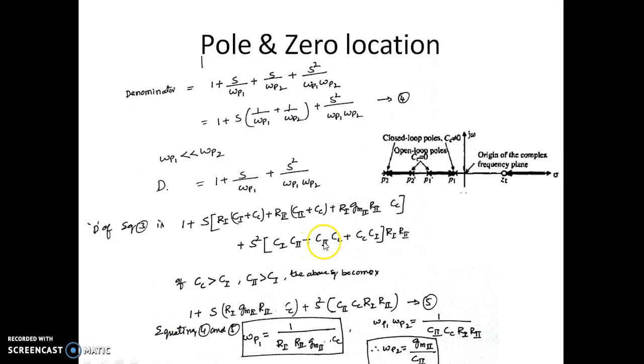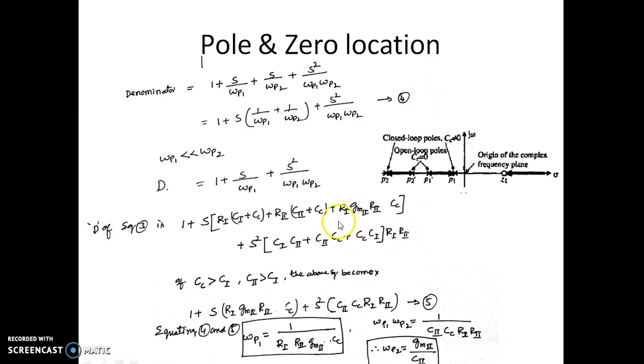Naturally, the contribution by C2 Cc is more compared to these two terms. So that's why we are retaining only C2 into Cc. Of course, it is multiplied by R1 and R2. So we end up with the denominator of the expression as 1 plus S into R1 Gm2 R2 Cc plus S square into C2 Cc R1 into R2.